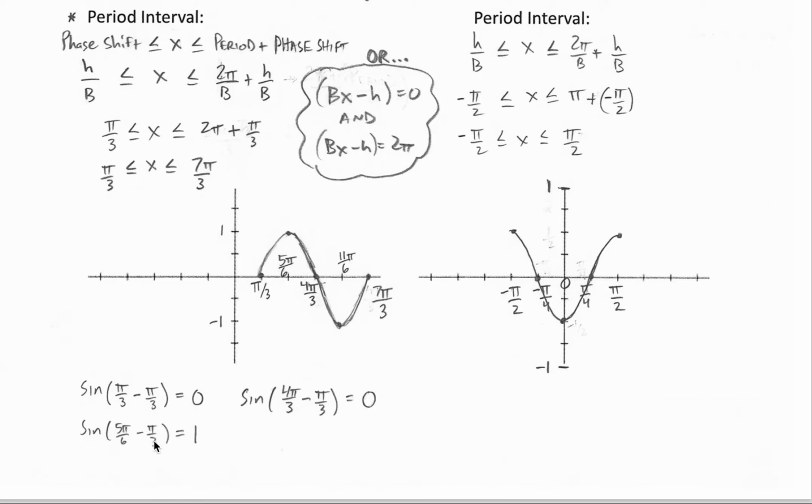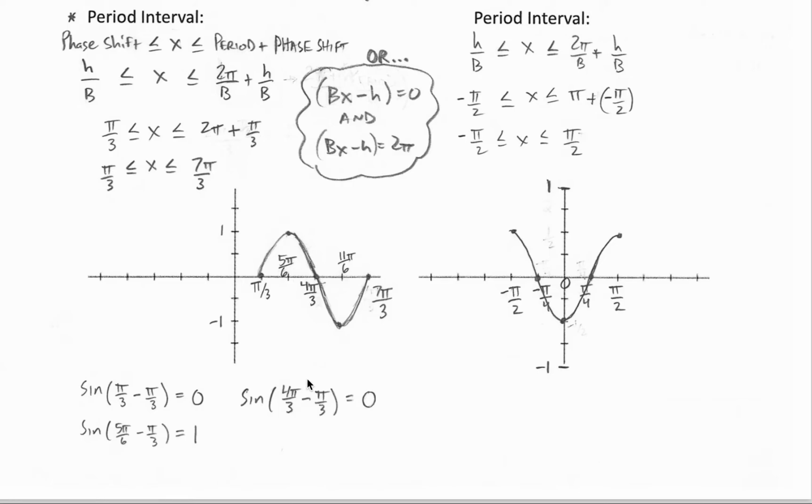This is 2/6. So 5/6 minus 2/6 is 3/6, or a half. Sine of pi over 2 is 1. So given this input, 1 is our output.